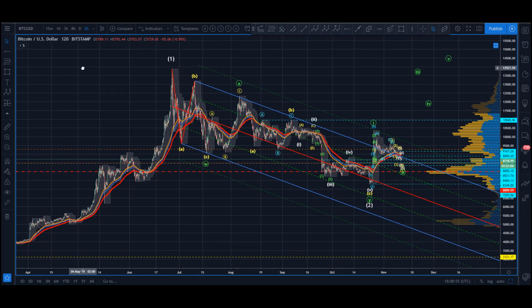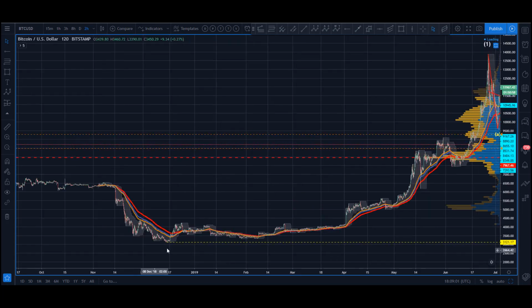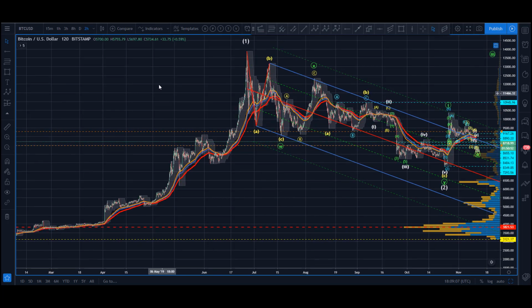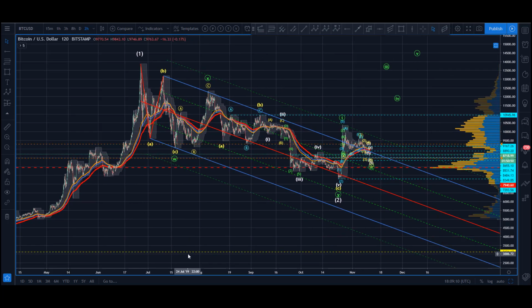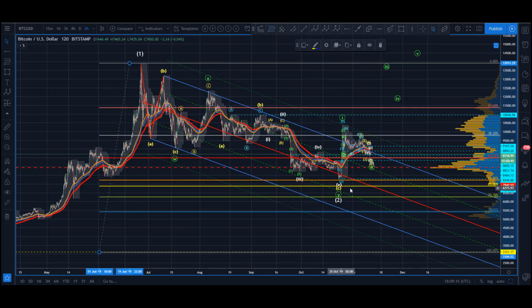This is a 2 hour chart, Bitcoin to the dollar on Bitstamp. I've got this wick marked off here. This is our absolute low down here, our 30, which on Bitstamp was 30.88. Just so we know that's our low here. We've been over this dozens of times, but just for the review.